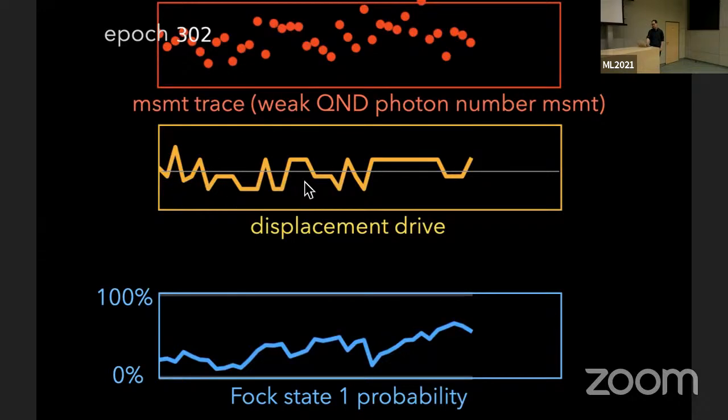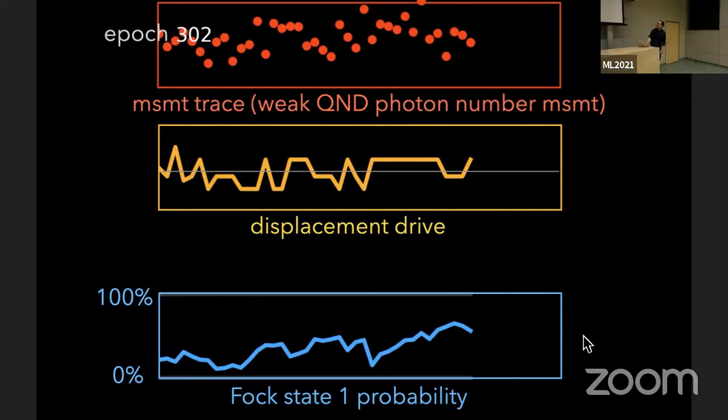What you see in the second panel is the displacement drive. So how strong is your laser amplitude at any given moment? And if you look closely, you see it jumps between discrete values. That's our choice here. And the lowest panel shows what I really care about, namely the probability to find the system in Fock state number one, which is, so to speak, the one I want to drive to. And yeah, that also keeps fluctuating.